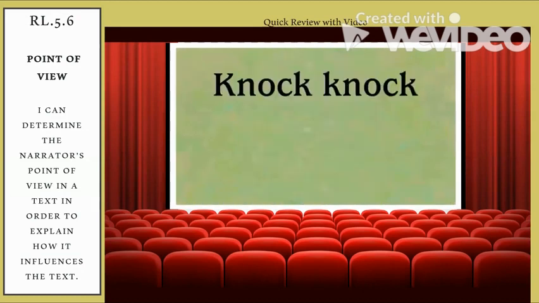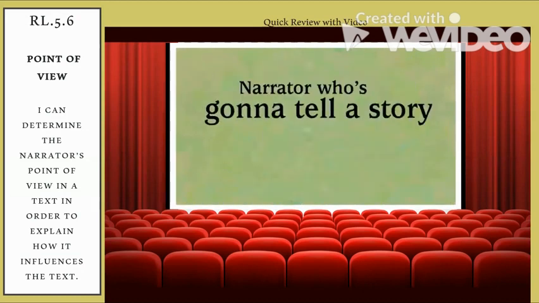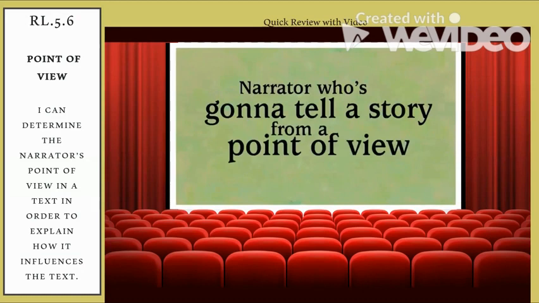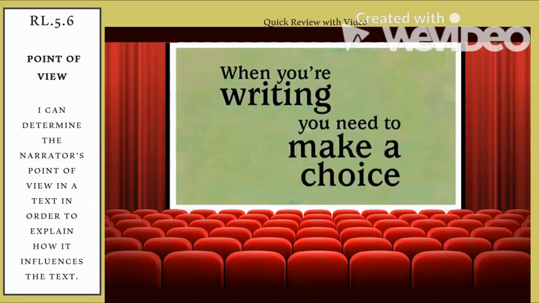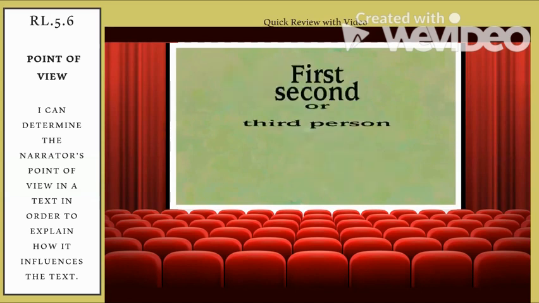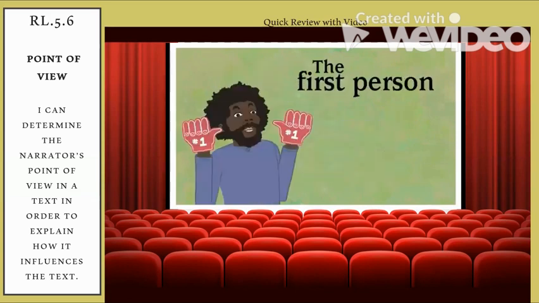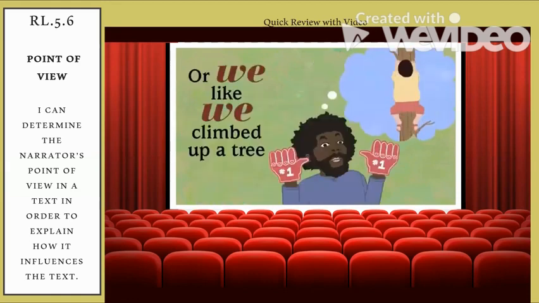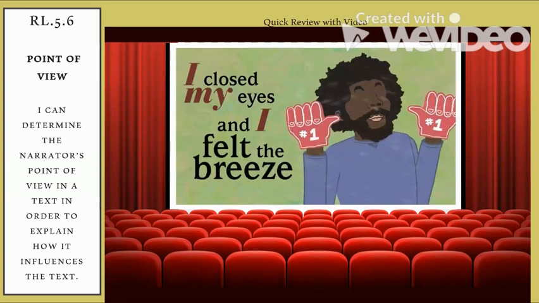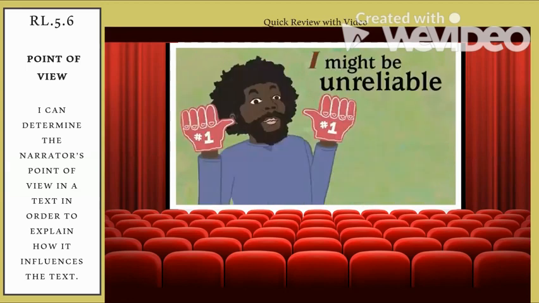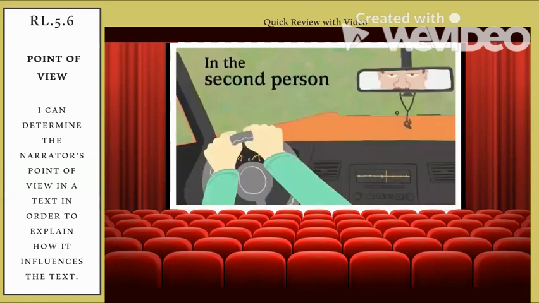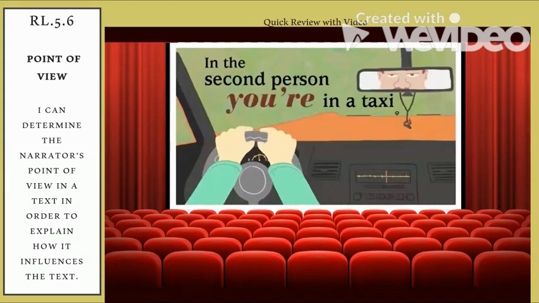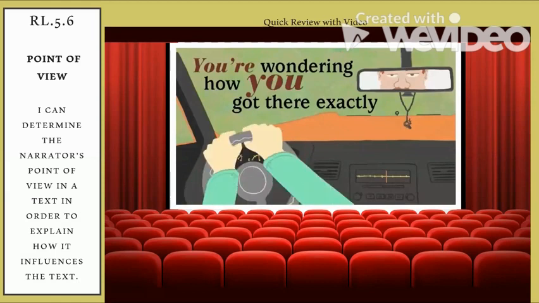Hey yo, knock knock, who's there? Narrator, narrator, who? Narrator, who gonna tell the story from a point of view? Every story's written in a certain voice. When you're writing, you need to make a choice. First, second, or third person, POV. The first person is all about me, or we, like we climbed the tree. I closed my eyes and I felt the breeze. I might be unreliable if I don't tell the truth. Now let's switch the point of view to you. In the second person, you're in a taxi. You're wondering how you got there exactly.